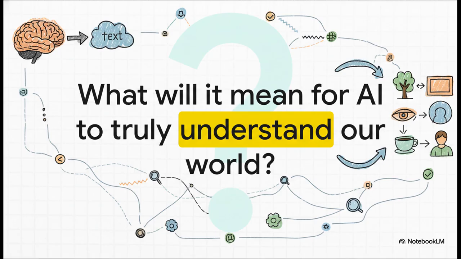So we've finally bridged the gap. We've pulled AI out of its text-only bubble and given it a way to ground its knowledge in the same visual reality that we all share. And that leaves us with one last big question to think about. Now that AI can connect what it reads to what it sees, what will it really mean for it to truly understand our world?